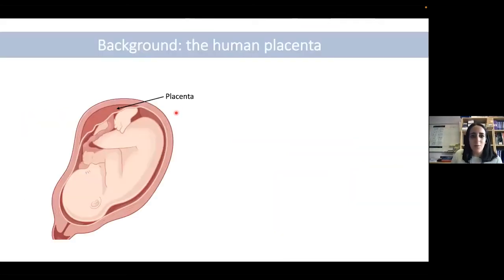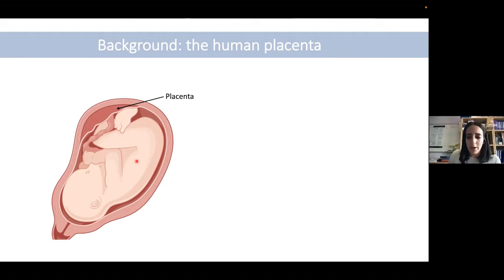So to start with, I will introduce, for those who are not familiar with it, a little bit of background knowledge about the placenta. The placenta is a unique organ which connects the fetus to the mother, and it's entirely fetally derived, and it is composed of a villus-like tree structure with finger-like projections, which embed into the lining of the uterus during pregnancy.